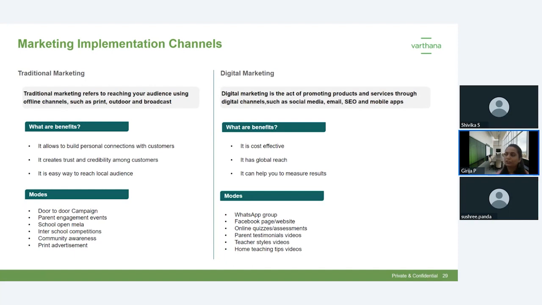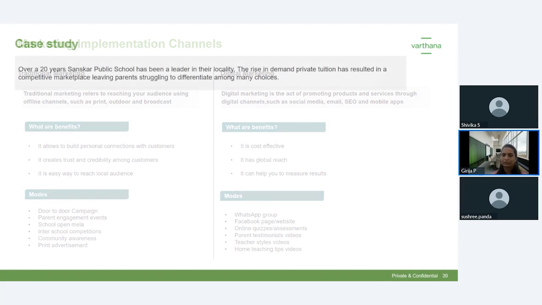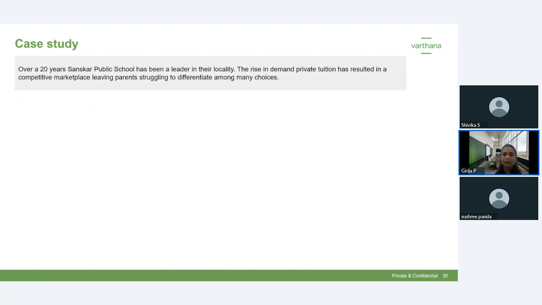Depending on the target parents you want to communicate with, local parents or a larger number of parents, you can opt for either digital marketing or traditional marketing. So far we have talked about marketing strategies, marketing risks, how we can conduct marketing research, and how to use different channels to implement them.